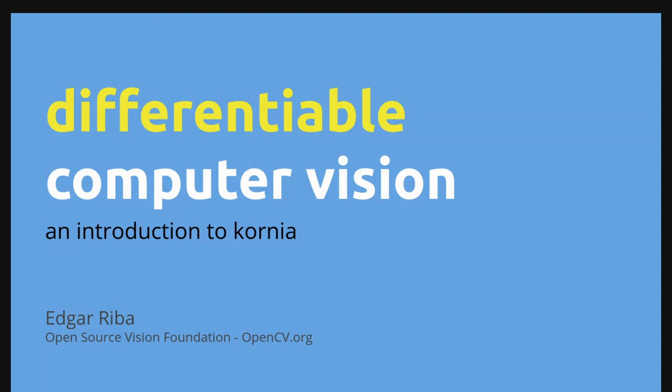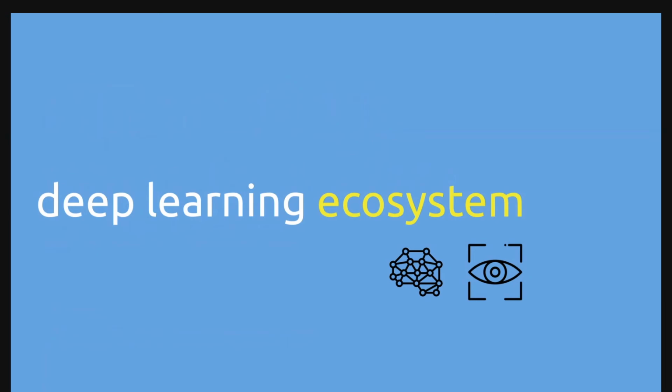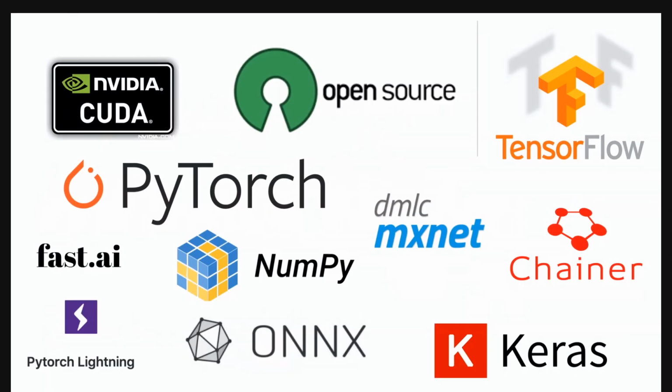So the title of this presentation is Differentiable Computer Vision, which is basically an introduction to the Kornia project. For all those that are familiar with computer vision, machine learning, and now deep learning, you probably know that there is now a huge ecosystem of frameworks and platforms that mostly try to connect all these pieces together. For example, you have recent deep learning frameworks like PyTorch, TensorFlow, MXNet, and tools for scientific computing like NumPy, high-level frameworks like FastAI, PyTorch Lightning, Keras, frameworks for interchangeable formats like ONNX, and also platforms for high-efficiency computing like NVIDIA CUDA.